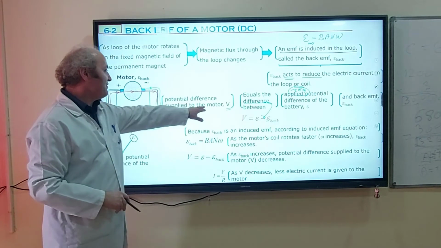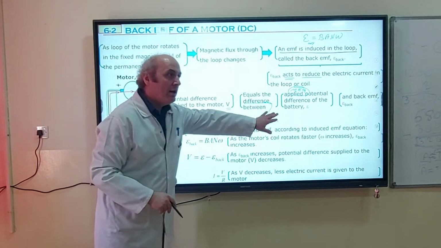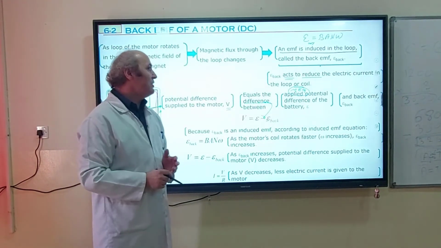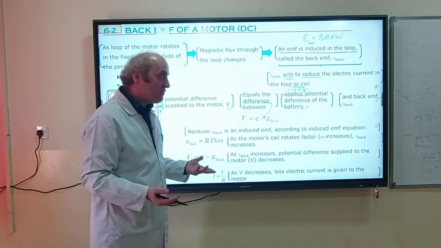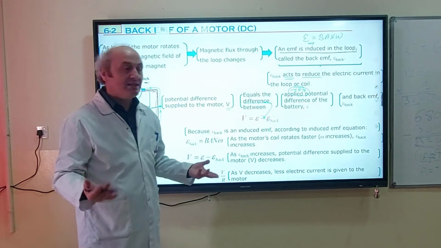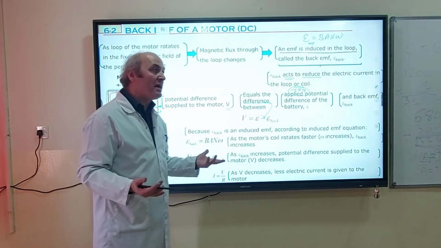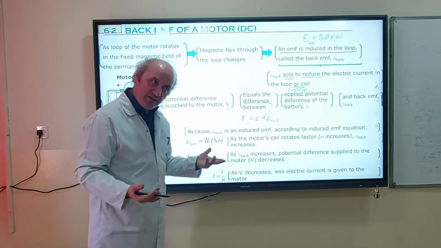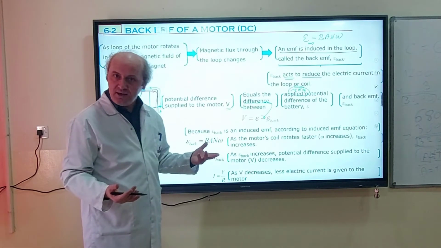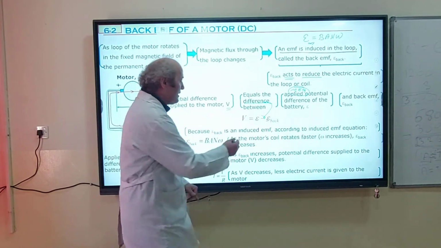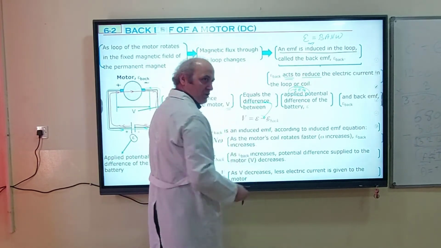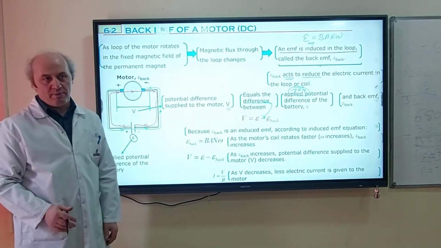The applied potential difference to the motor is equal to: A, only back EMF. B, only applied potential difference. C, addition of applied potential difference and back EMF. D, difference between the applied potential difference and back EMF. So it is the difference between the applied potential difference and back EMF, and we represent it by E minus E back. This statement is explained by this equation: V equals E minus E back.